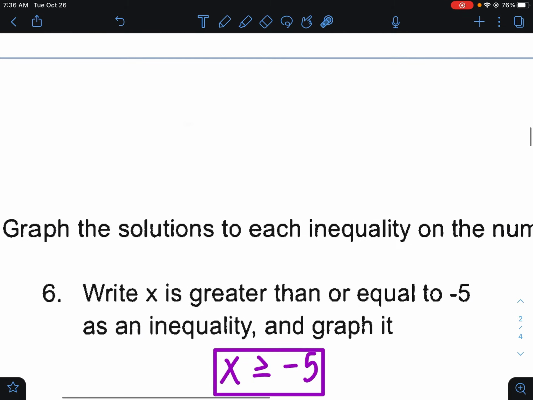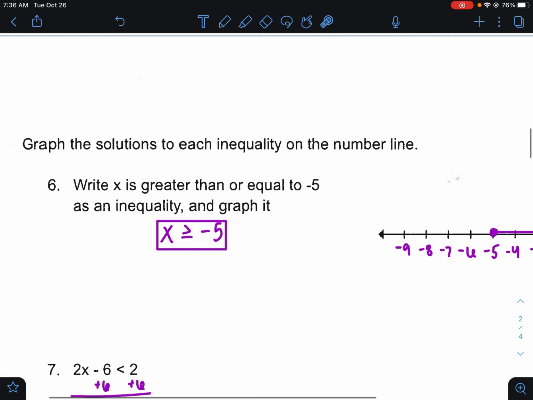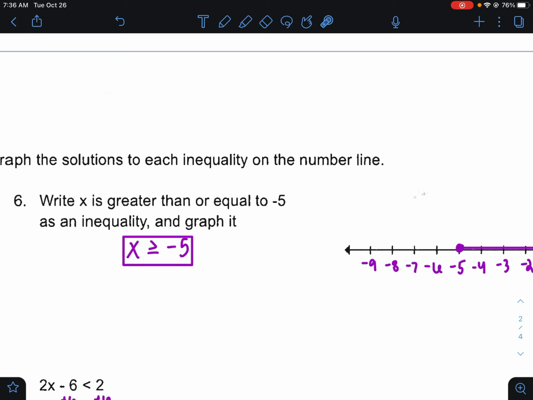Next one, graph the solution to the inequality on the provided number line. Write that x is greater than or equal to negative 5. We have to know what the symbols stand for: x is greater than, and that line underneath means or equal to, negative 5. So that's our inequality.